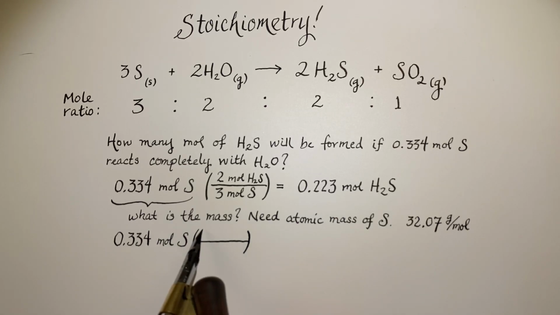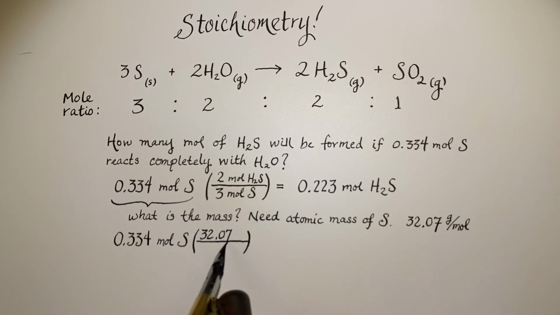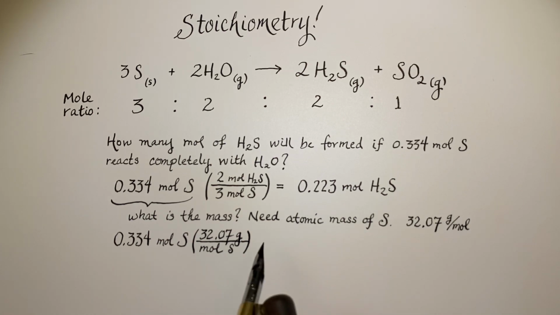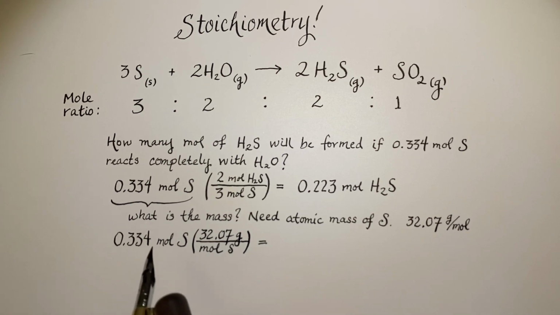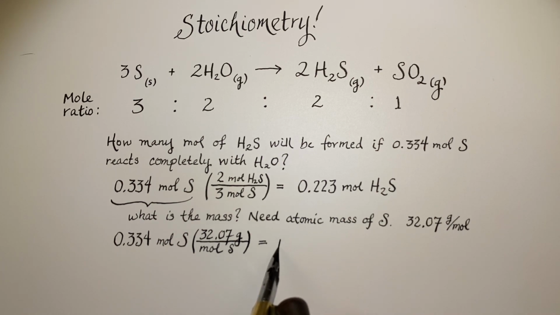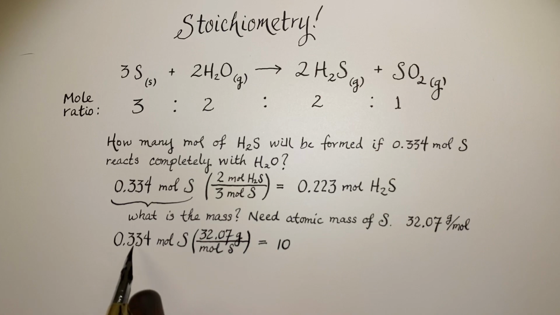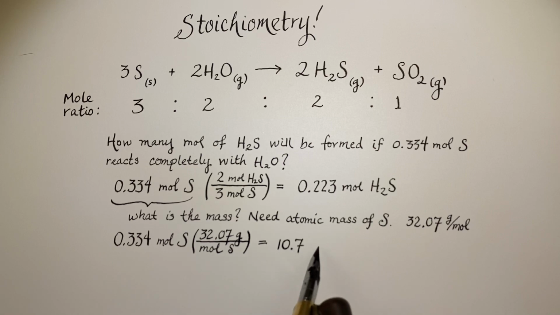Since we're converting to grams, we'll have grams on top per mole. This is sulfur. You don't necessarily need to include that since we're talking about sulfur, but in any case, we can now multiply to get our value. And since we have 3 significant figures here, I'm just going to keep 3 significant figures. This corresponds to 10.7 grams of sulfur.